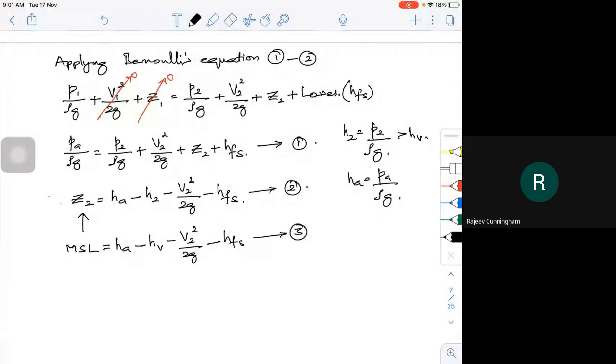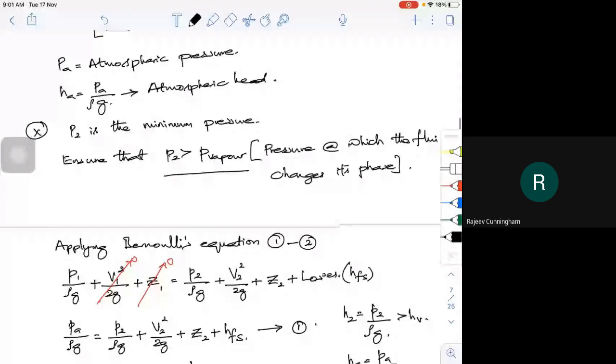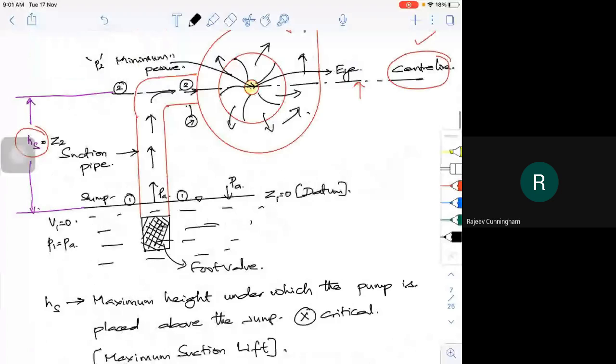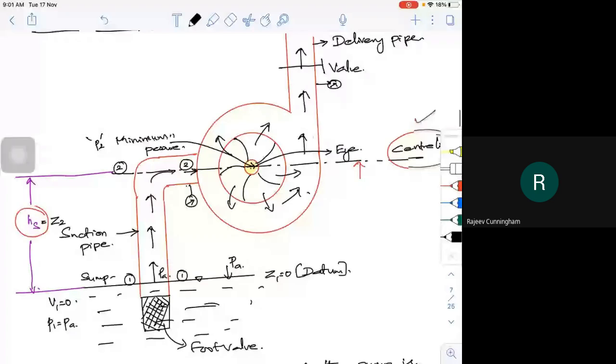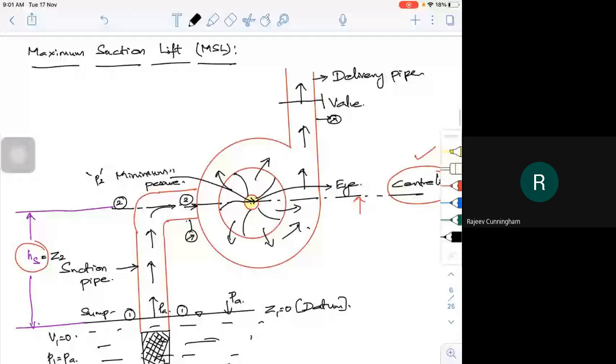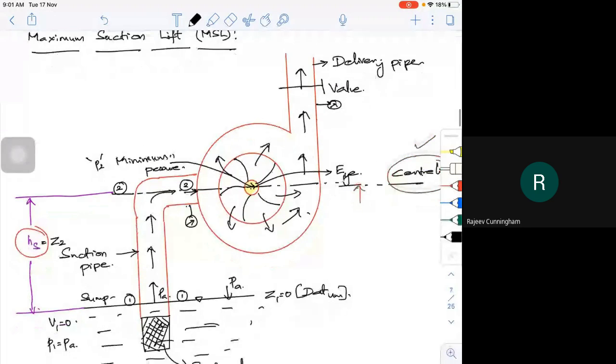We were looking at the centrifugal pump. Maybe in the last class we looked at the different parameters for the centrifugal pump. One such parameter is what we call the maximum suction lift. So what is it actually?